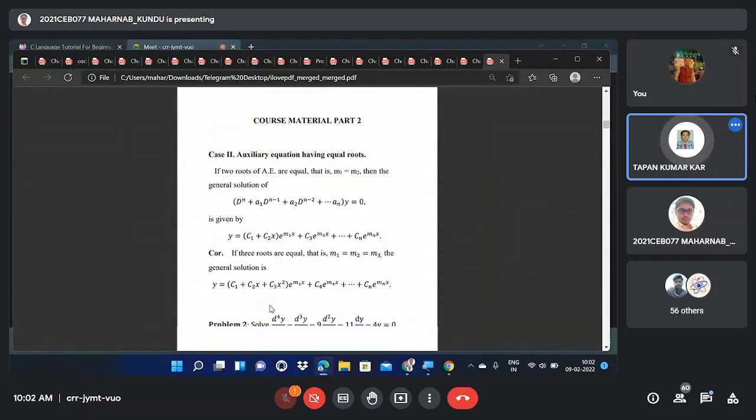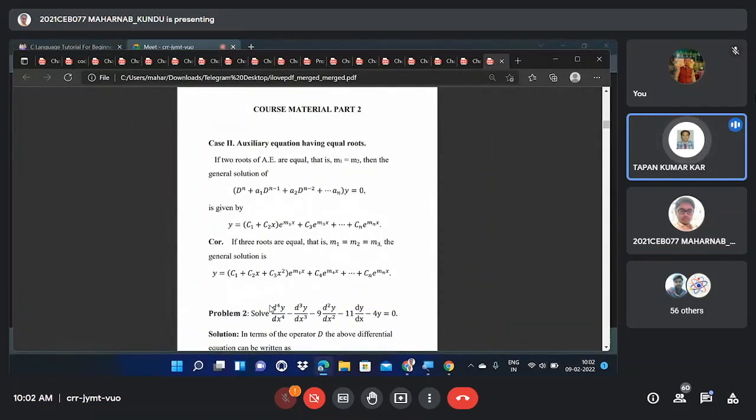But if two roots are equal, it is in our theory also. If two roots are equal, say for example m1, m2, and if three roots are equal, m1, m2, m3, then it is x up to x square. If four roots, then up to x cube, like that. If roots are equal, then we can prove that, for suppose m1 and m2 both are equal, then e to the power m1x is a solution, and in that case it can be shown that x e to the power m1x is also a solution.